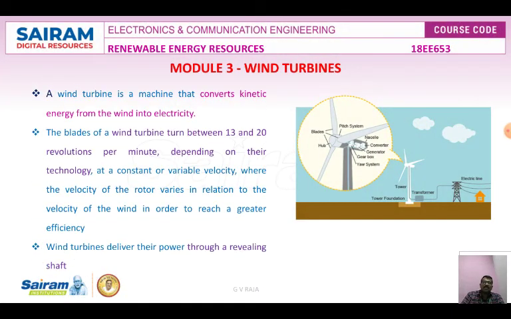and the wind turbine is another kind of wind energy harvesting technology. A wind turbine is a machine that converts the kinetic energy from wind to electricity. So the kinetic energy is converted to mechanical, and mechanical to electricity. The blades of the wind turbine turn at between 13 to 20 revolutions per minute, depending upon what kind of technology we have used, at a constant or variable velocity, where the velocity of the rotor varies in relation to the velocity of the wind, which gives greater efficiency. The wind turbines deliver their power through a revolving shaft.